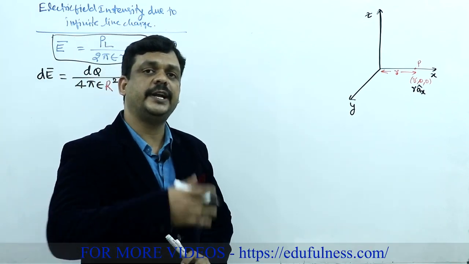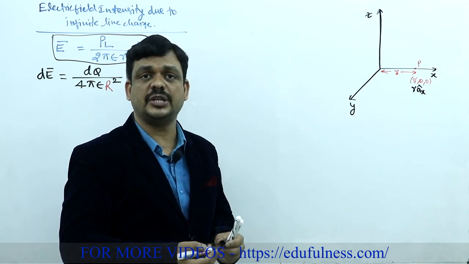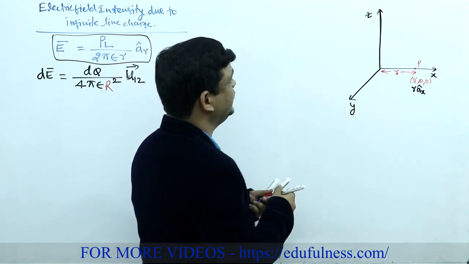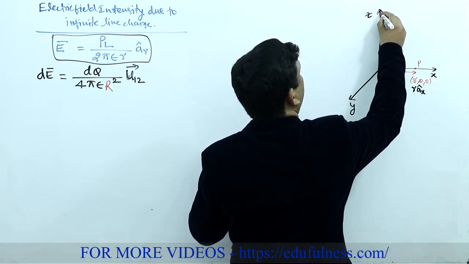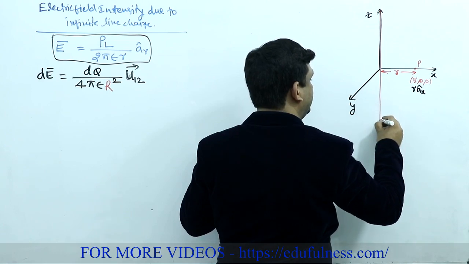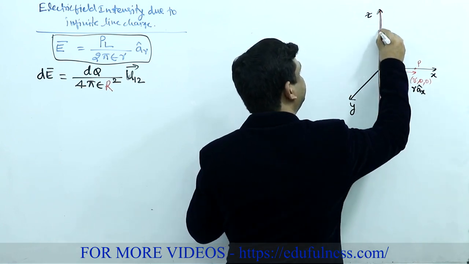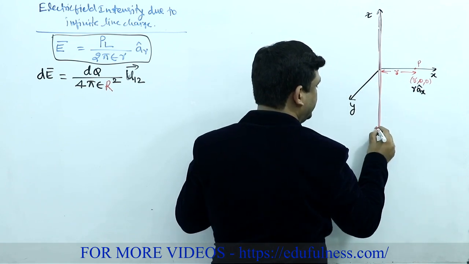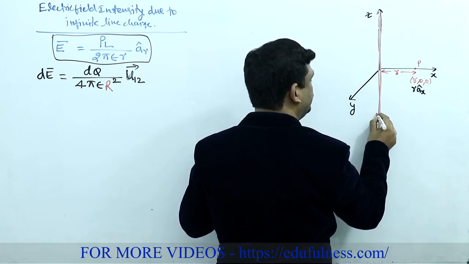Now we have to take the infinite line charge. The charge is distributed on the line, and the length of the line is infinite. Now I am placing that infinite line charge on the z-axis. See, this is the infinite line charge here. The charge is distributed on this line like this, either positive charge or negative charge.